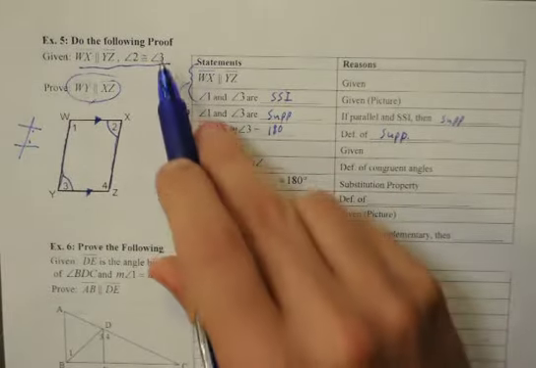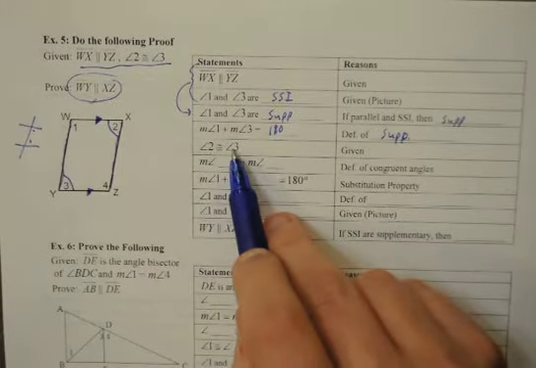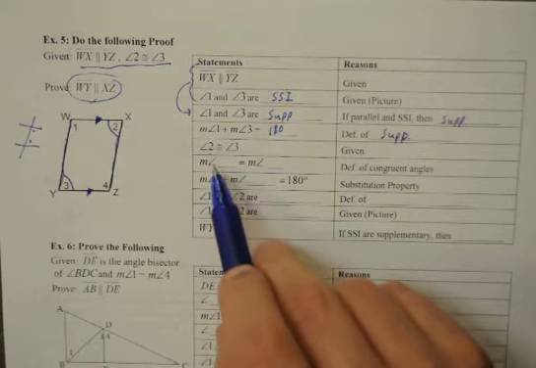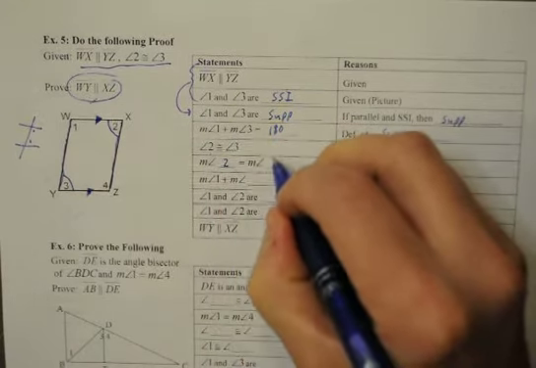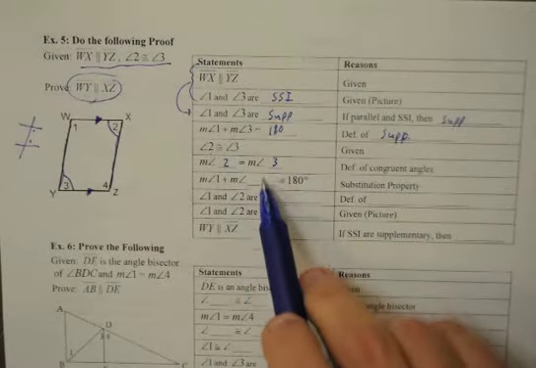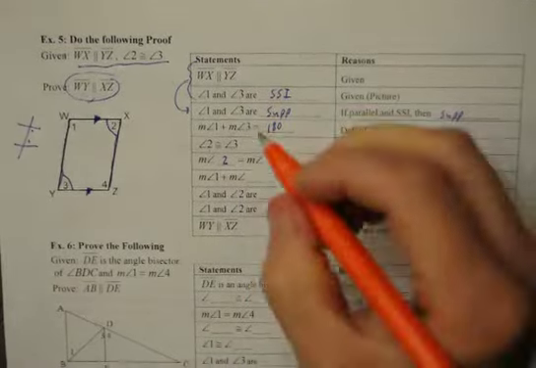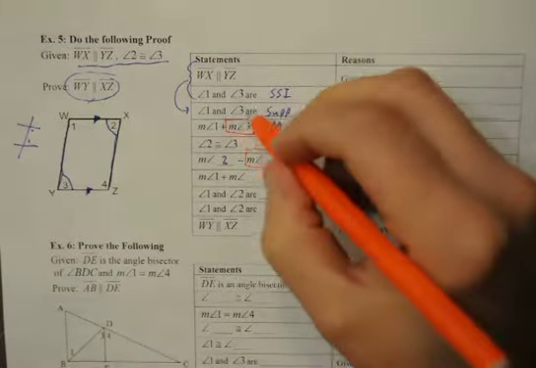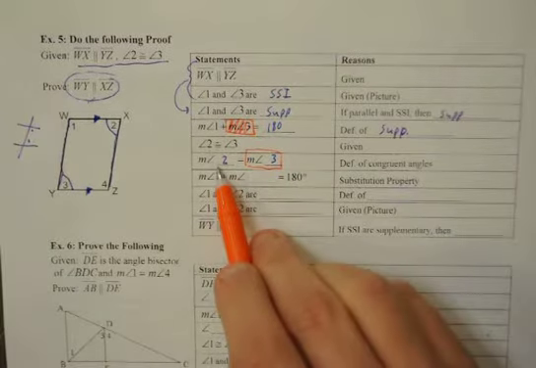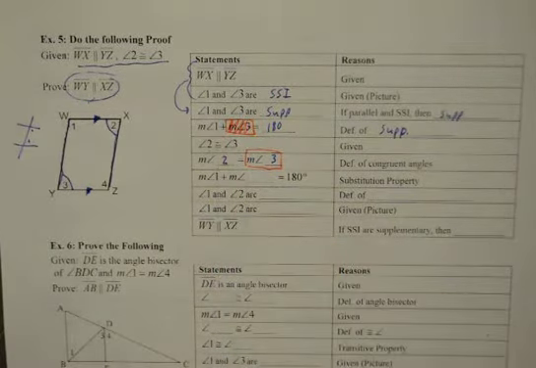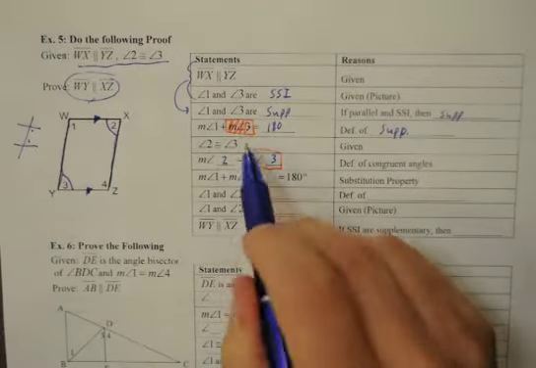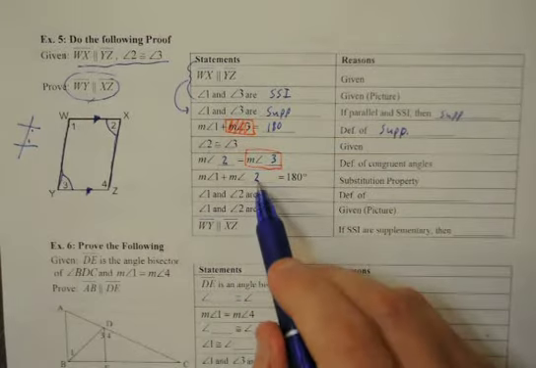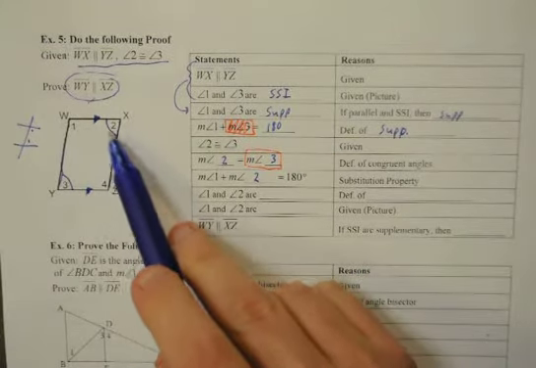2 and 3 are also given to us as congruent. Because I'm using measures, I'm going to change that to the measure of angle 2 is equal to the measure of angle 3. Now I can do some substituting, because look here, this is 3 and this is 3. So I can replace the 3 with a 2. That's the next step, the substitution property. Take the 3 here and replace it with a 2. So now 1 and 2 add up to 180. These two angles add up to 180.